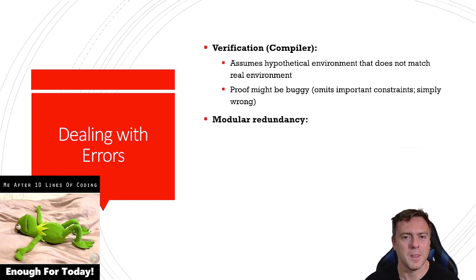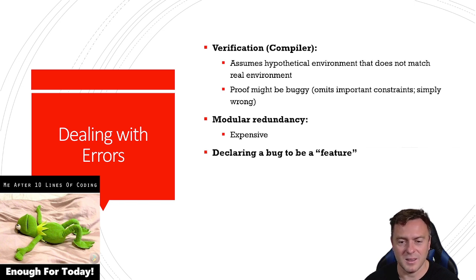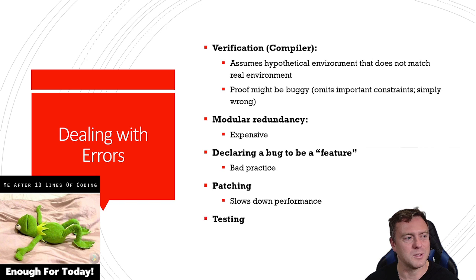So that might be wrong. If you do modular redundancy, that's okay, but it's expensive. So you've got to use more memory, more processing time, and it's not as ideal. You can then declare the bug a feature, which is bad practice. Please don't do that. And then you have patching, which slows down the performance, which isn't so ideal. And then lastly, we have testing, which is never good enough, but it is the best practice.